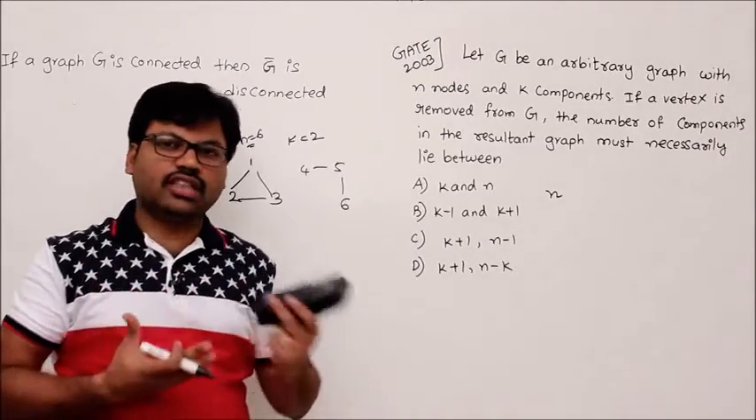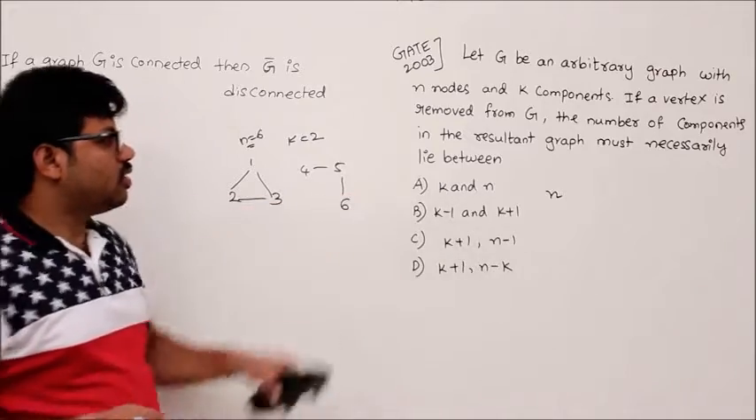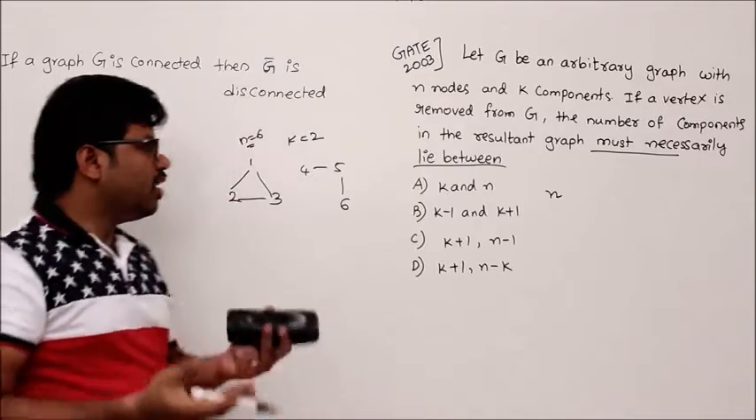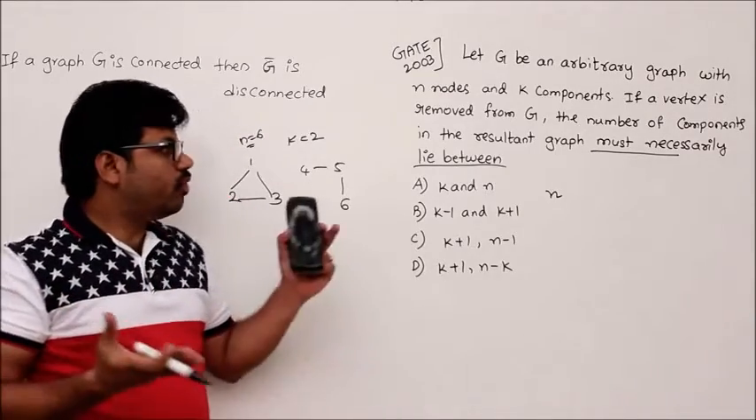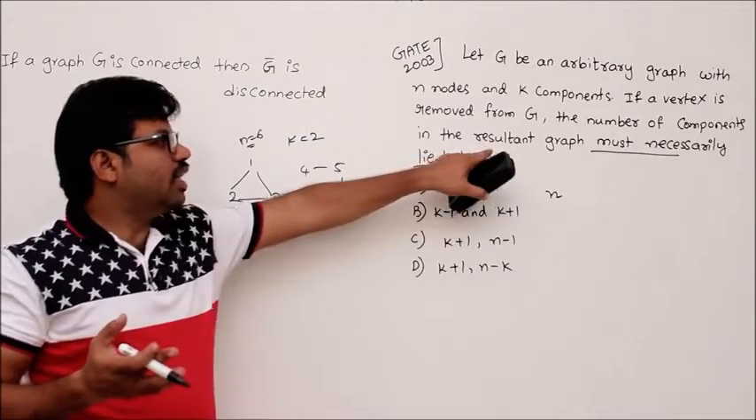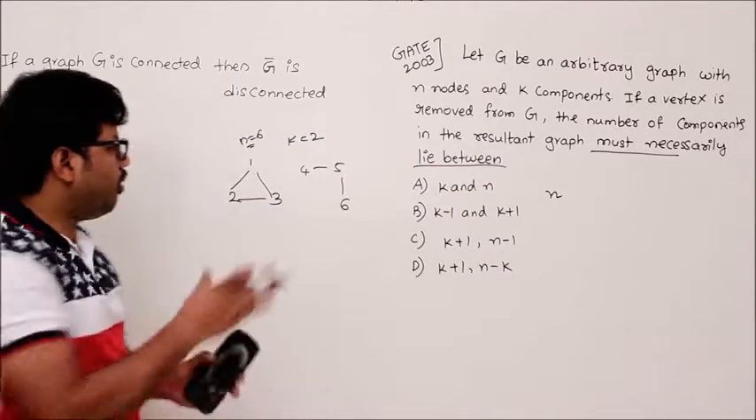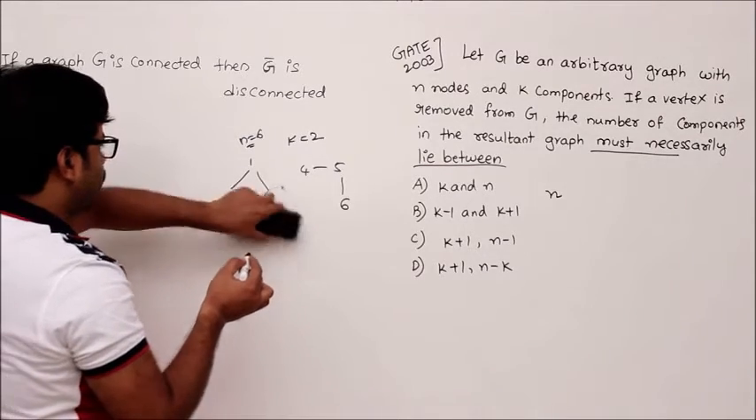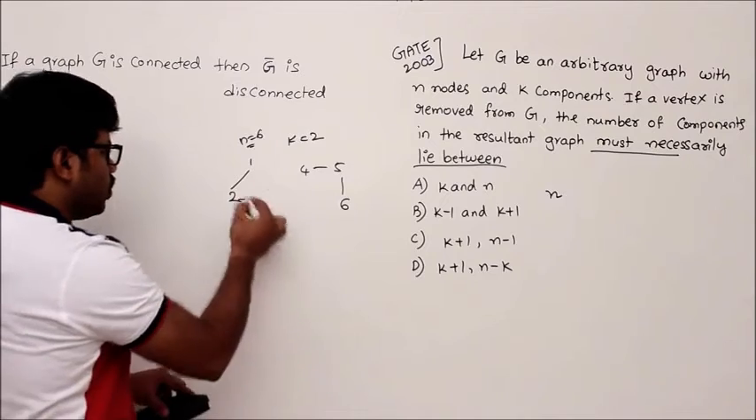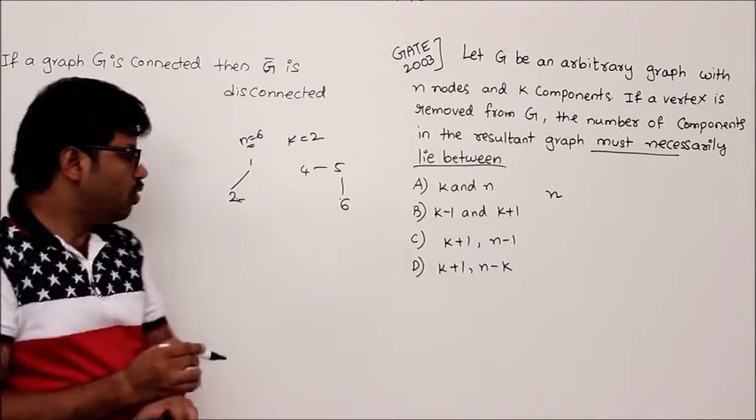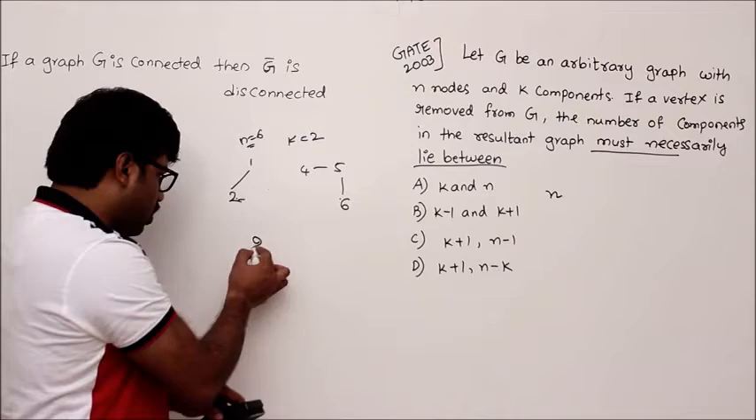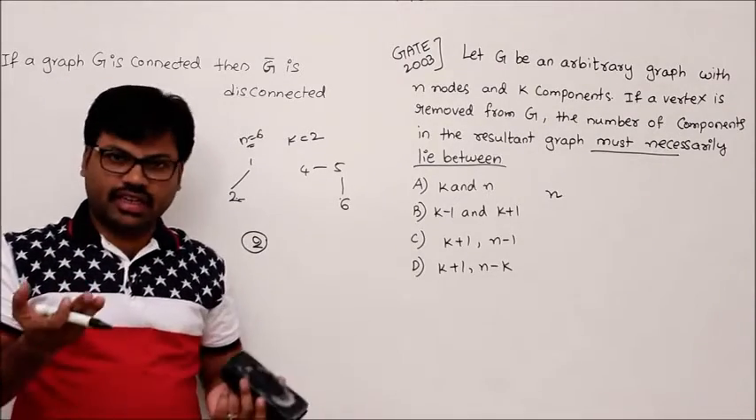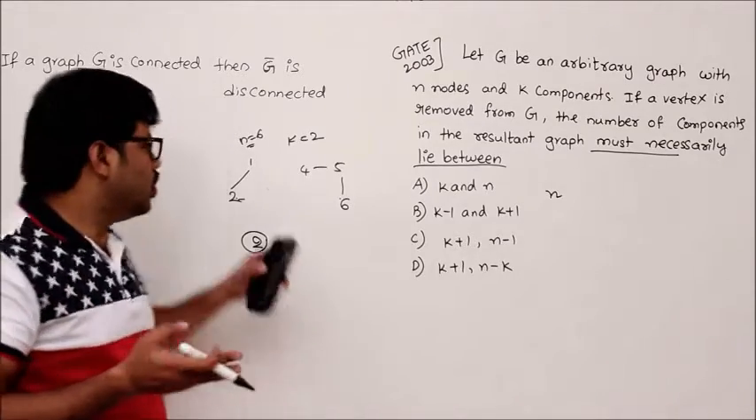So what happens to the number of components? The range is given, it must necessarily lie between. He's asking what the range of values possible for the number of components in the resultant graph is. For this graph, we'll see. If I remove vertex 3, what happens? Initially the number of components was 2, now again it is 2. But it may increase, it may decrease. So all these possibilities we have to think about.